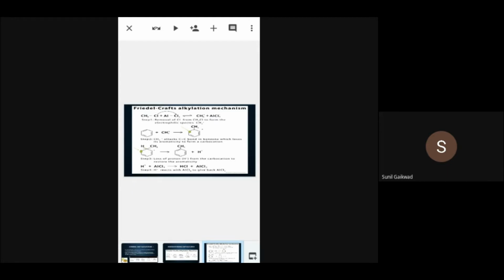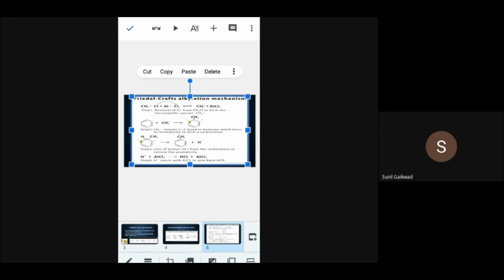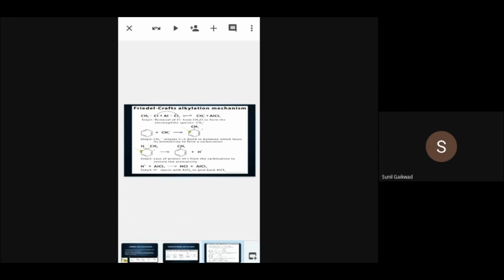Why did it become minus? Because it was a Lewis acid, and the nature of a Lewis acid is that it takes the electron. So step number one is the removal of chloride from CH3Cl to form the electrophilic species, which is CH3 plus. Here I would like to show one of the concepts: Friedel-Crafts alkylation is basically an electrophilic substitution reaction, which is one of the major important points in Friedel-Crafts alkylation.